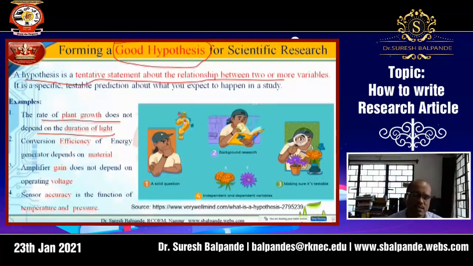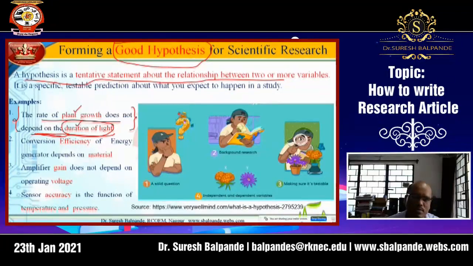Now, in this case, you have to identify the variables, the dependent variable and the independent variable. There are two important things: one is plant growth, another is duration of the light. That means you want to study plant growth and analyze the effect of light on plant growth. So this is the question, and then you have to start working on that. This is very important. Your hypothesis should be good so that you will have more acceptance for your research article, and more acceptance for your research work.